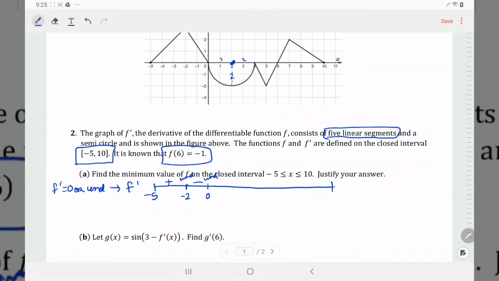And then minus again, slope here is 0. And then the slope is positive until 4. And then its slope is negative until 5. Slope is positive until 7. Slope is negative until 10. Okay, 10. So then it's positive, negative, negative, positive, negative, positive, negative.